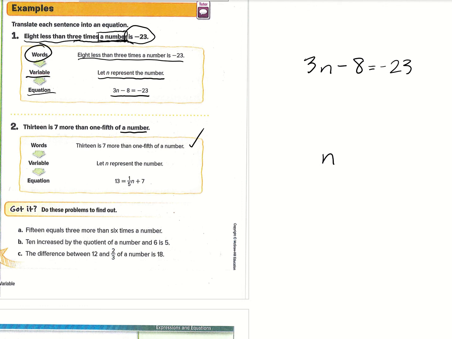So it says 1/5 of a number. That means you're going to multiply it by 1/5. And then we have that 13 is 7 more than 1/5 of that. So it needs to be 7 more than this, which is why we put the plus 7.